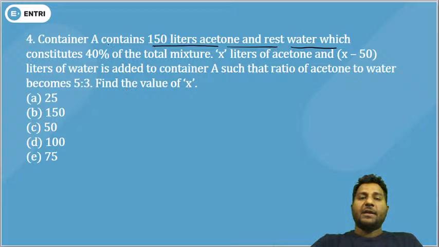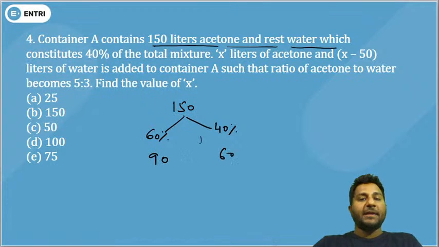Container A contains 150 liters of acetone and the rest water, which constitutes 40% of the total mixture. So 40% was water, and 60% must have been acetone. So 60% of 150 will be 90.